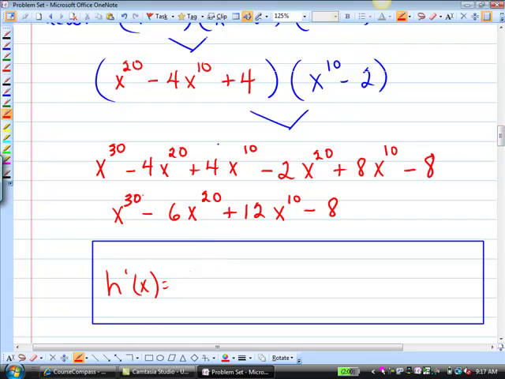Oh, yeah, thanks. Keep me honest here. All right, so what's the derivative of this thing? 30x to the 29th minus 120x to the 19th, not 19th, yes, 19th, sorry, plus what? 120x to the 9th, and then the 8 is 0.